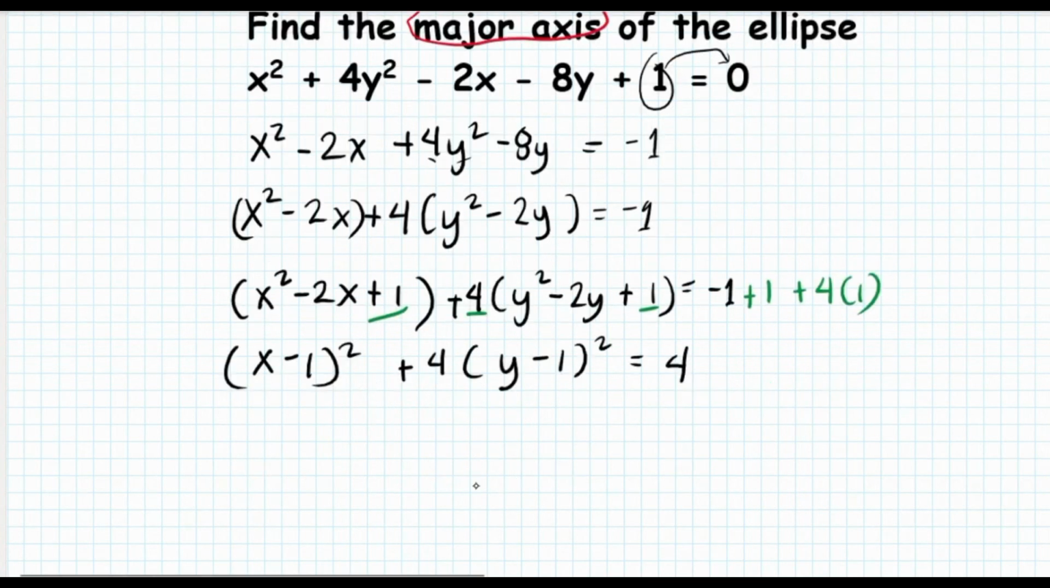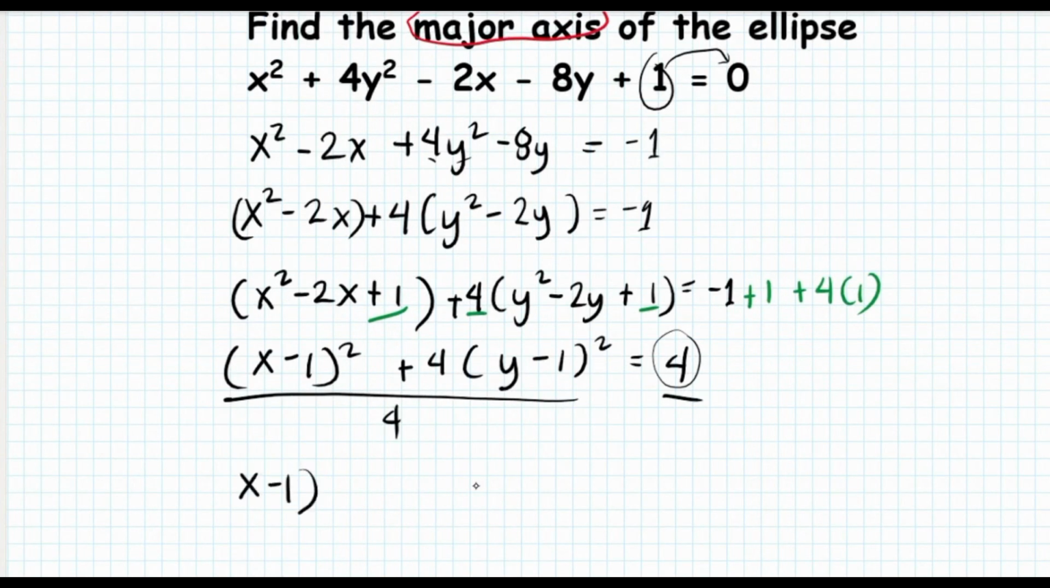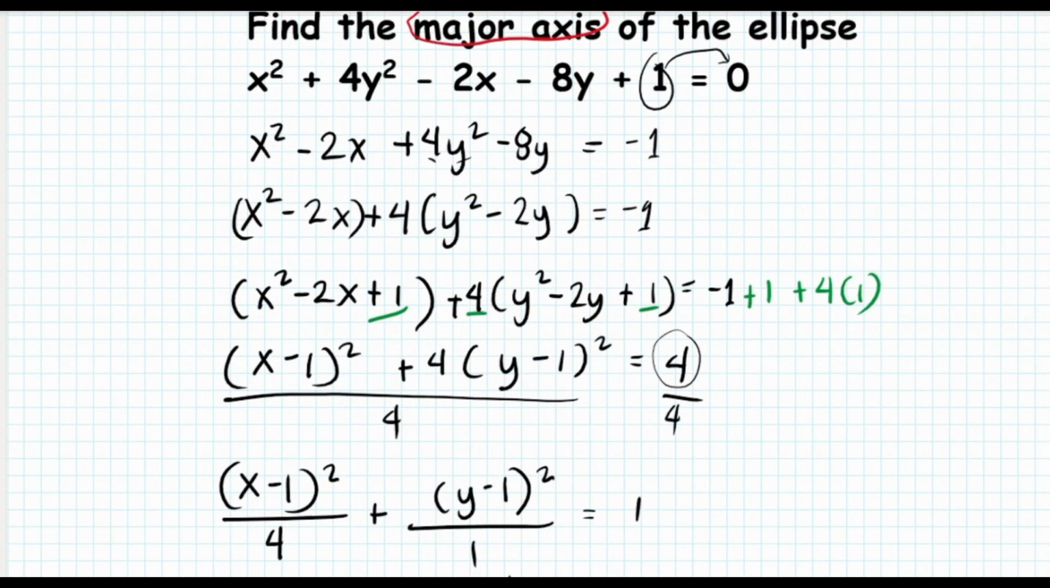So, which is, kailangan muna natin gawing 1 itong si 4. So, magdi-divide ako ng 4 dito sa lahat. So, this will be x minus 1 squared over 4 plus y minus 1 squared. Tapos, may 4 over 4, that will be 1. So, 1 yung kasama ni y. And this will be equal to 4 divided by 4. This is equal to 1.